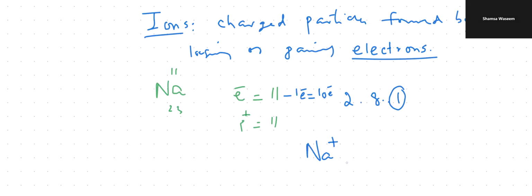One more thing that I'm going to introduce: positive ions are known as cations. Usually the metals form positive ions by losing electrons. And you should know why losing electrons forms positive ions: because there will be fewer negative charges and more positive charges.